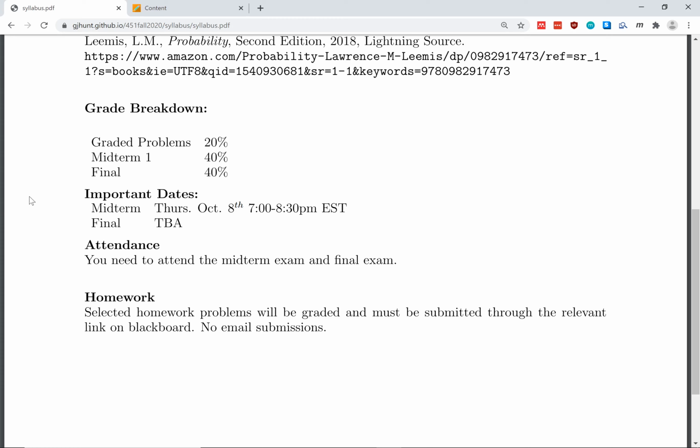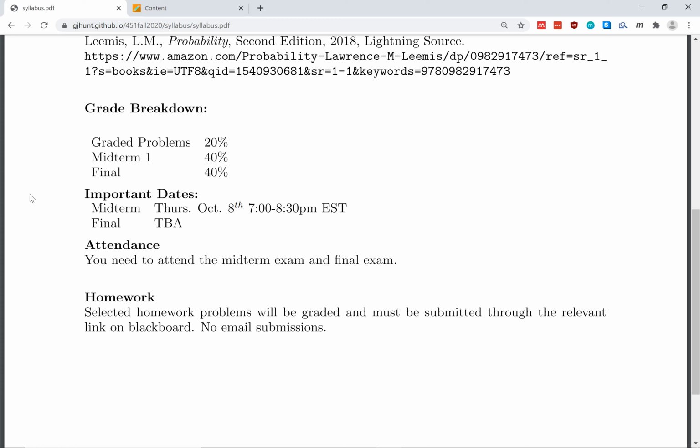The midterm right now is scheduled for Thursday, October 8th from 7 to 8:30 p.m. EST. So that's a night exam. We'll talk a little more in detail about that as we get closer to October 8th. It will cover the first half of the course. And if you can't make that time, and you know that right now, you can reach out to me. But we'll hear a little bit more as we get into September about that midterm. The final, I don't have a date for yet. We're still working that date out, but hopefully in the next week or so, I'll have a final date, and I'll send out an announcement about that.